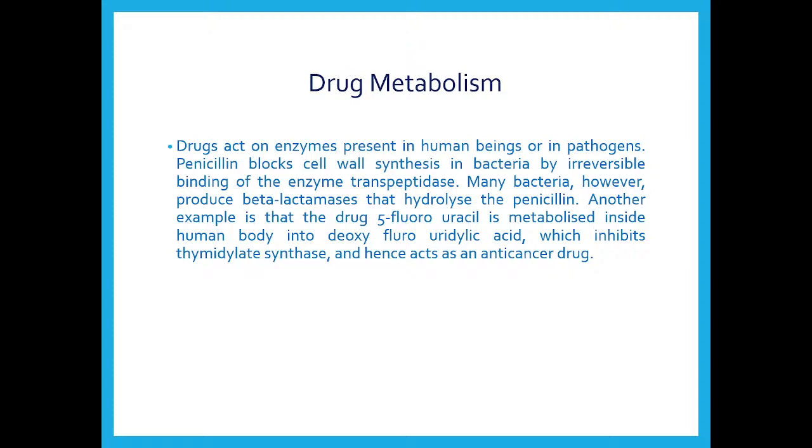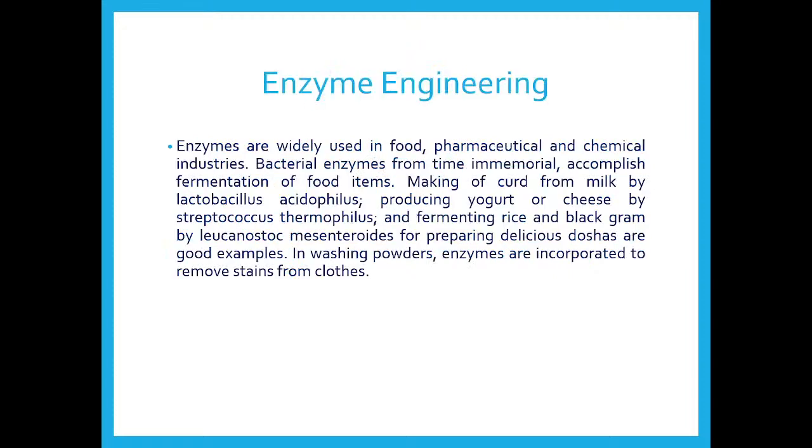Drugs act on enzymes present in human beings or in pathogens. Penicillin, as we have told, blocks cell wall synthesis in bacteria by irreversible binding of the enzyme transpeptidase. We have already discussed this in enzyme activity. Many bacteria, however, produce beta lactamase that hydrolyzes penicillin. Another example of a drug is 5-fluorouracil, which is metabolized inside the human body into fluorodeoxyuridylic acid, which inhibits thymidylate synthase and acts as an anti-cancer drug. So, you can understand how drug metabolism works. Next, the most important and advanced part is enzyme engineering.